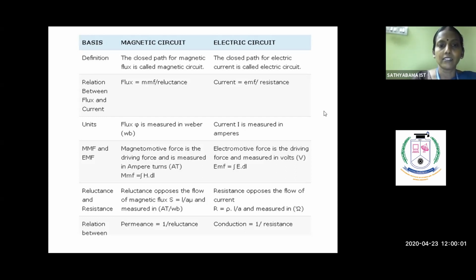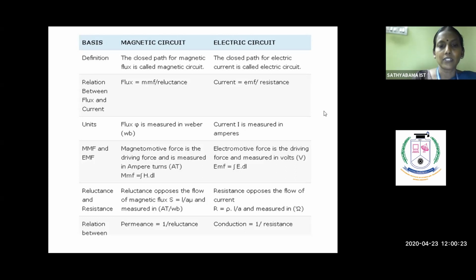And in magnetic circuit, we have Ampere's law. Based on Ampere's law, the equation is MMF equal to integral of H dot dl, and similarly EMF is equal to integral of E dot dl. And reluctance is that which opposes the flow of magnetic flux, and resistance opposes the flow of current here.